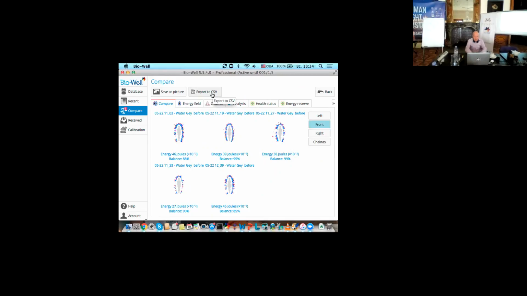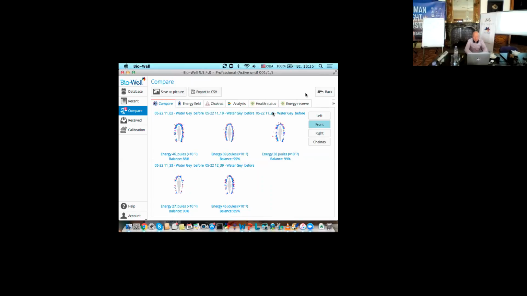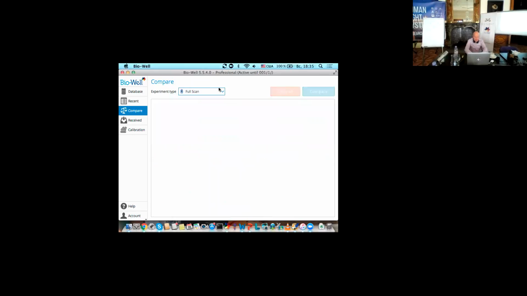Then we send, we are not interested in just information, we just export to Excel CSV. And of course I can see different parameters, but for comparison, let's make only main parameters. And compare parameters before. Okay, so it's saved. Now go back.